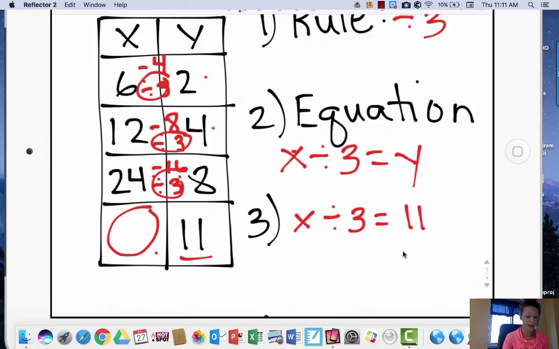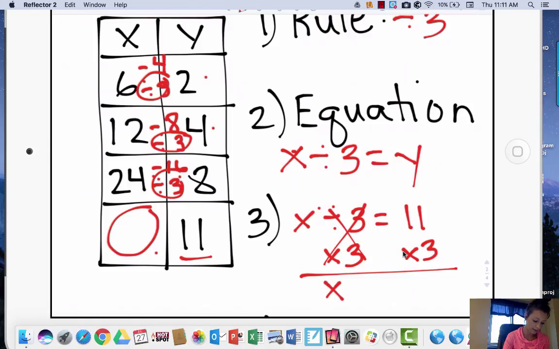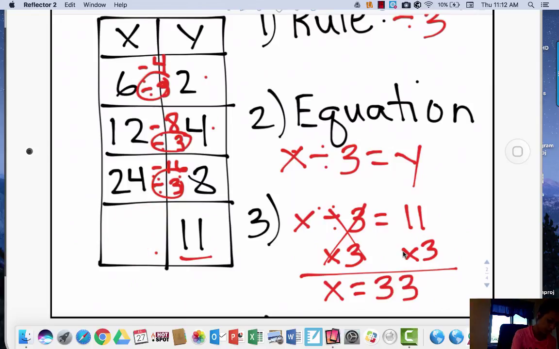Using my inverse operation, I know the inverse of division is multiplication, so I'm going to multiply by 3 on both sides. When I do that, my 3's cancel. I'm left with x. 11 times 3 is 33. So I can take my 33 and plug it in right here. To double check, I can take 33 divided by 3. 33 divided by 3 is 11, and that's what I get right here.